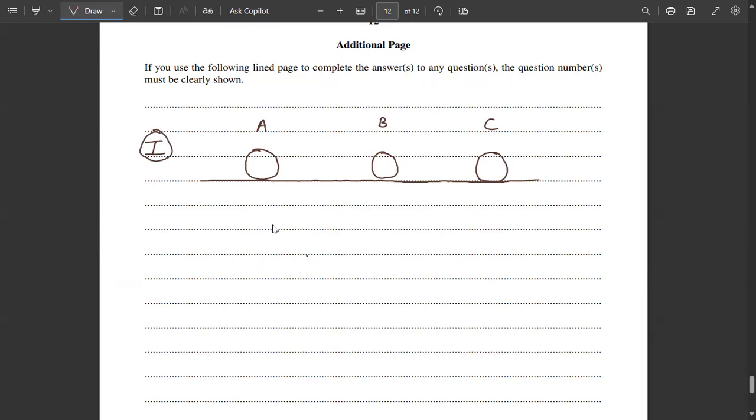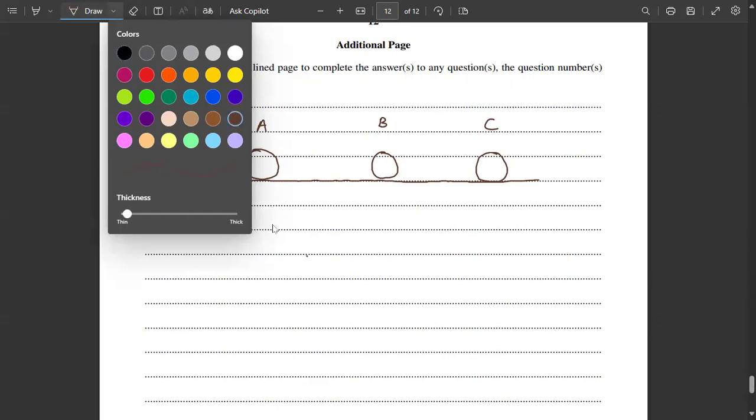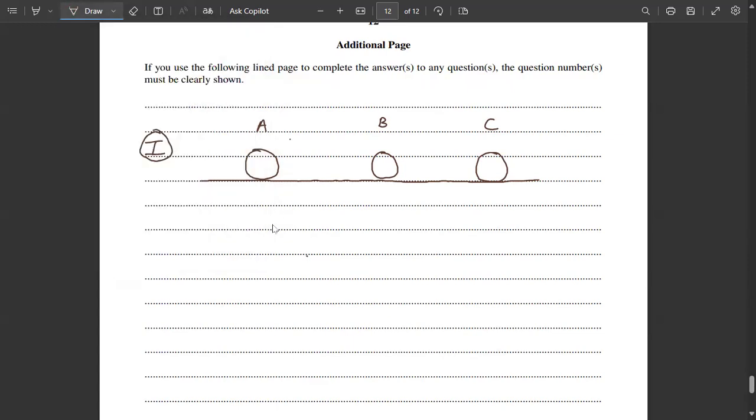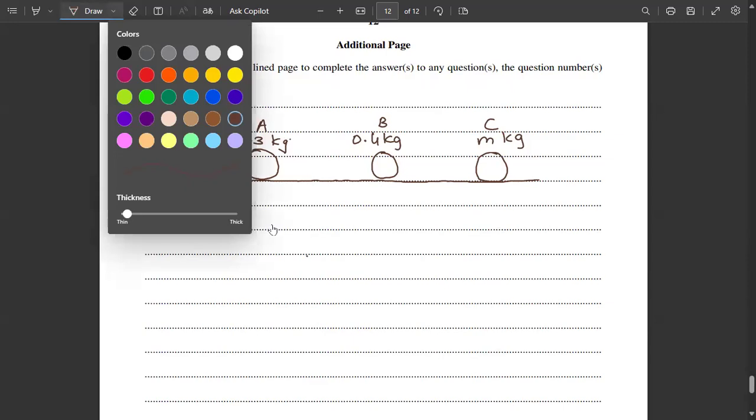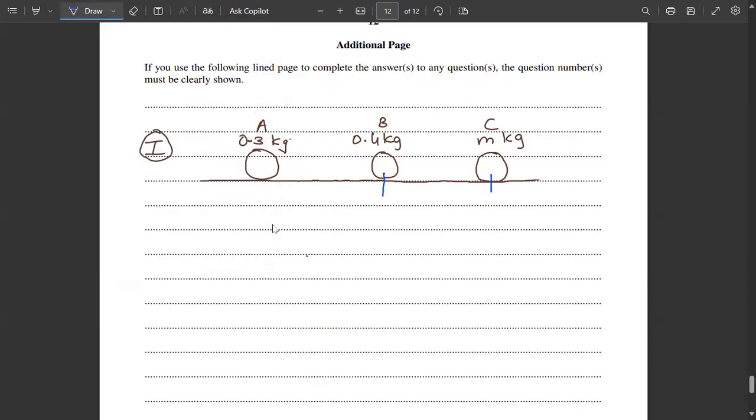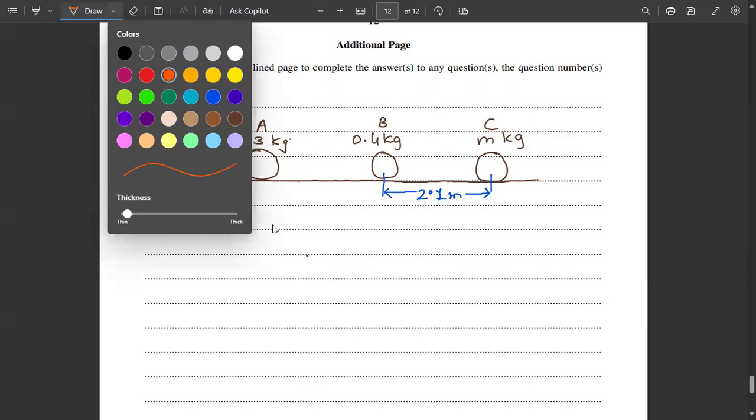So the mass of A is 0.3 kg. The mass of B was 0.4 kg. And the mass of C was not given, m kg. Now they have told us that the distance between B and C is 2.1 meter. Now the next thing they have mentioned is that A is projected directly towards B with a speed of 2 meter per second.